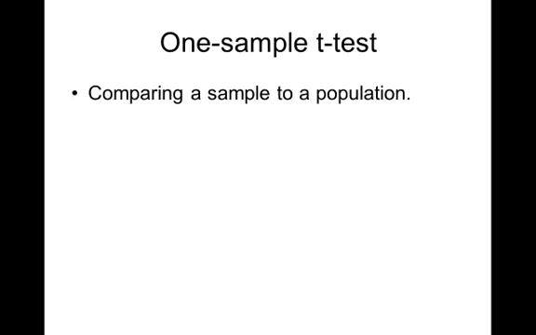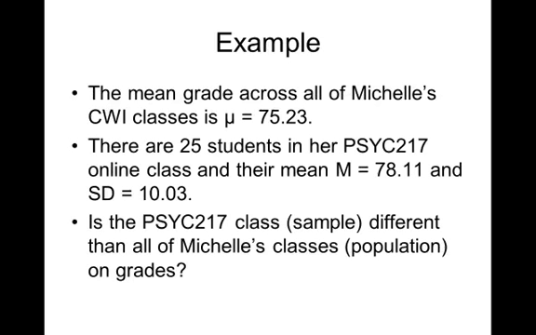So let's talk specifically about the one-sample t-test now. The purpose of the one-sample t-test is to compare a sample to a population. So if you have a sample and you want to know, is this different than the population, you would run a one-sample t-test.